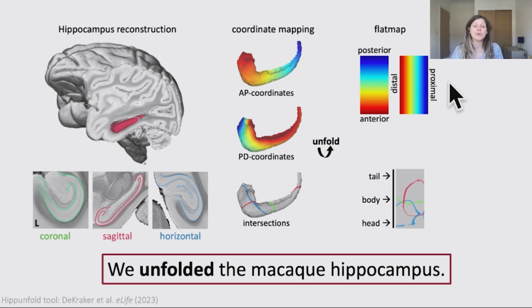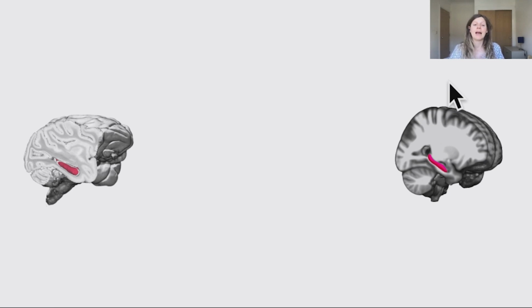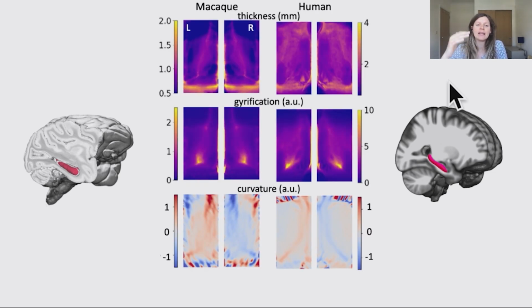So we unfolded the macaque hippocampus, and importantly, we did the exact same operation in the human brain. So how do they compare to each other? We wanted to start out by looking at a set of geometric indices in this flat map space. And what we find is that the flat mapping achieves a very good matching between species.